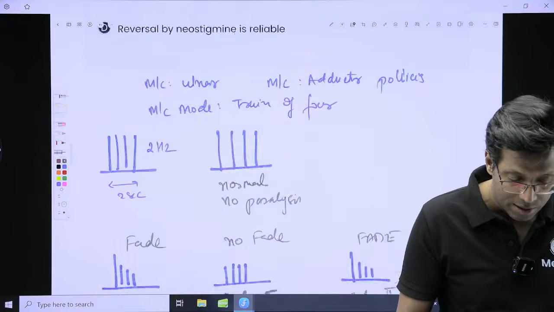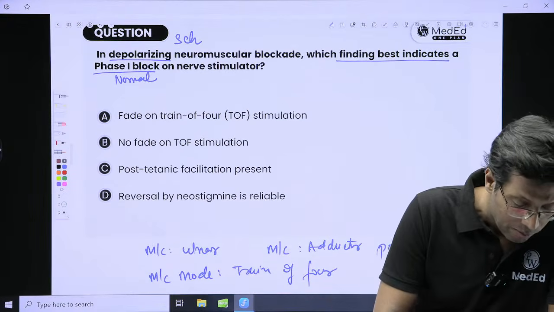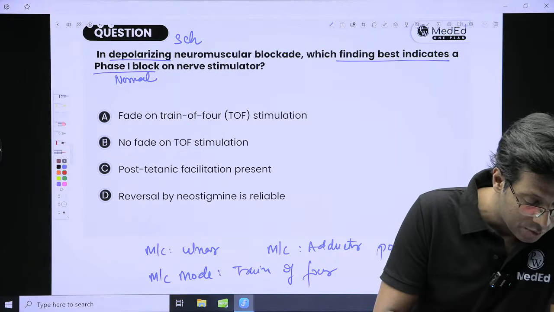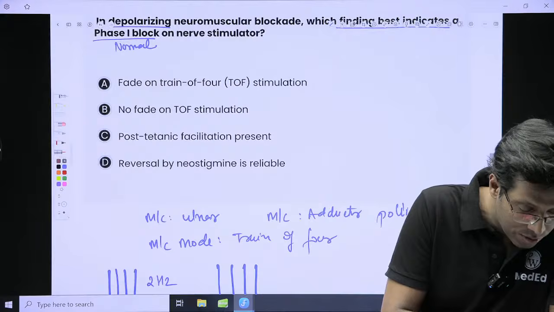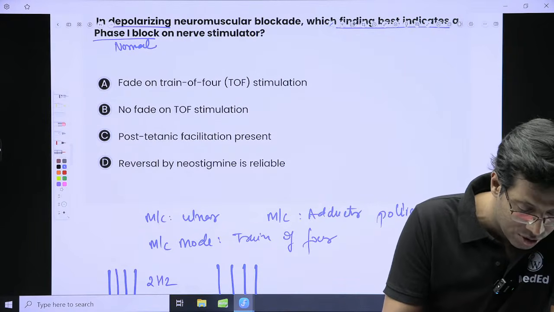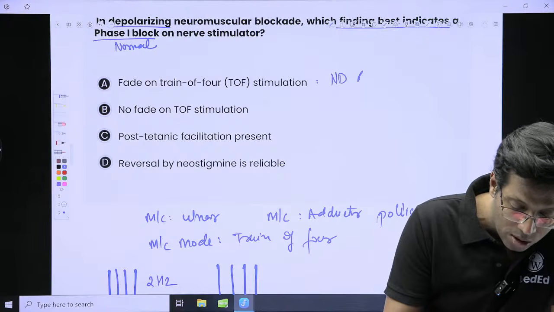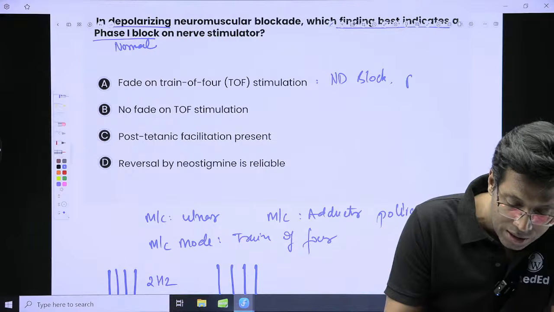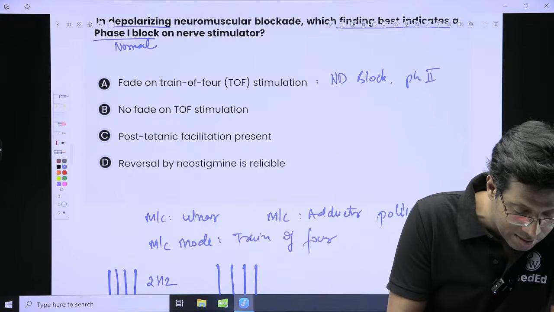Just have to look at this and then answer the exam from this point. So, which finding best indicates phase 1? In a phase 1 block, do you get to see fade? No. Fade is seen only in two conditions. Fade is seen with a non-depolarizing block and fade is seen in phase 2 block, not phase 1. No fade. Yes, this is correct.